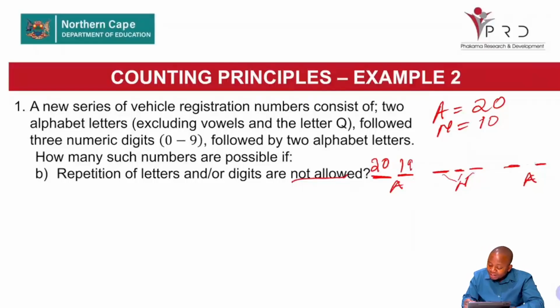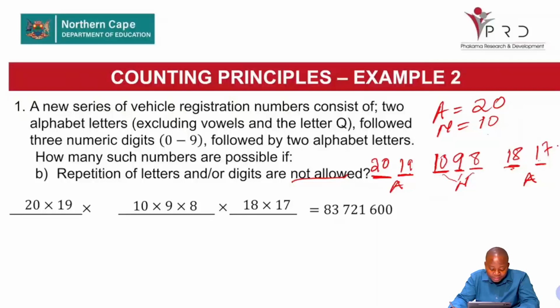So if you choose A, you cannot have A again on the second one, so you'll have 19. Let's finish with the letters first. After you choose maybe T, we cannot have T again. We'll now remain with 18 after you choose here. After you choose from this 18, we have 17. Done with the letters. Let's come to numbers. We are not repeating digits also. That means first time with the number, we have 10 choices. Second time, after you pick maybe 0, you'll have 9. Third time we'll have 8.